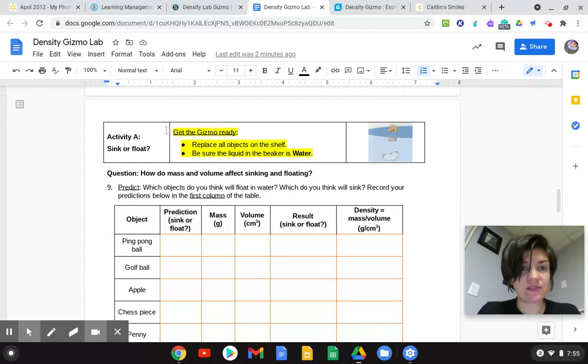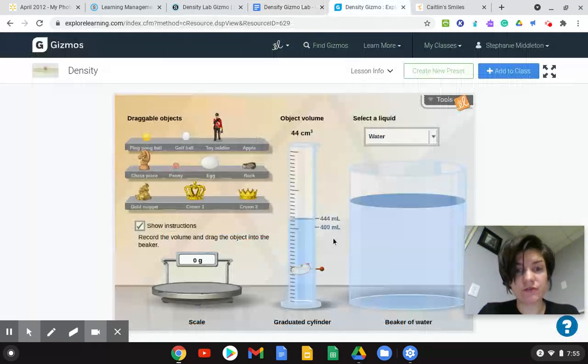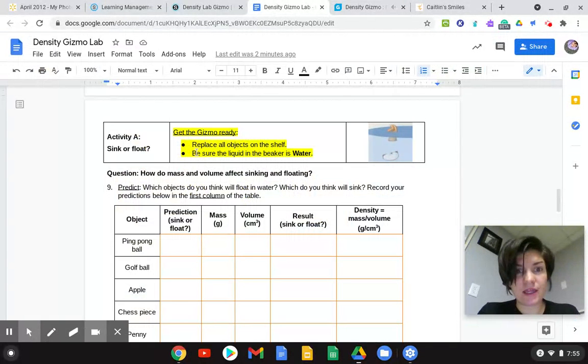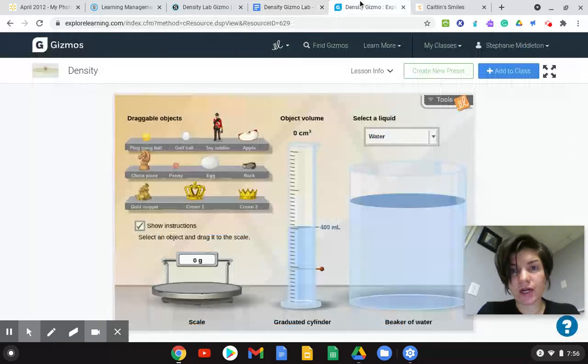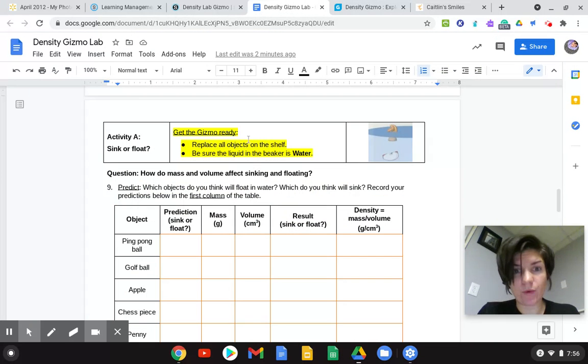All right, here we go. Activity A, get the Gizmo ready. Replace all the objects on the shelf. So, apple, come here. Boop. And then be sure the liquid in the beaker is water. So right here is water. That's what we want it to be.